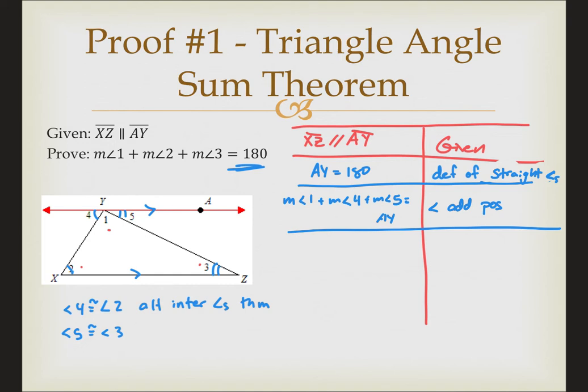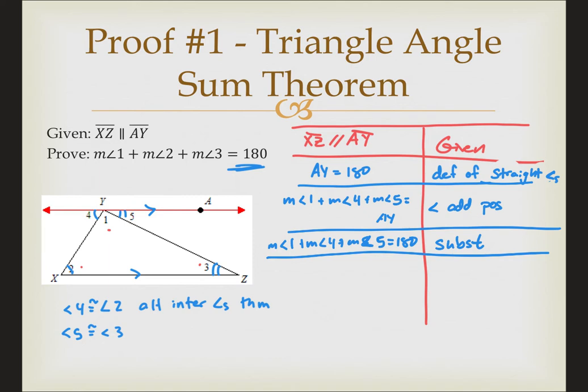Now, I know that AY is equal to 180, so I can plug that in. Measure of angle 1 plus measure of angle 4 plus measure of angle 5 is equal to 180. And I know this because of the substitution. It fits right in there. Everything is equal signs so far, so we're good.